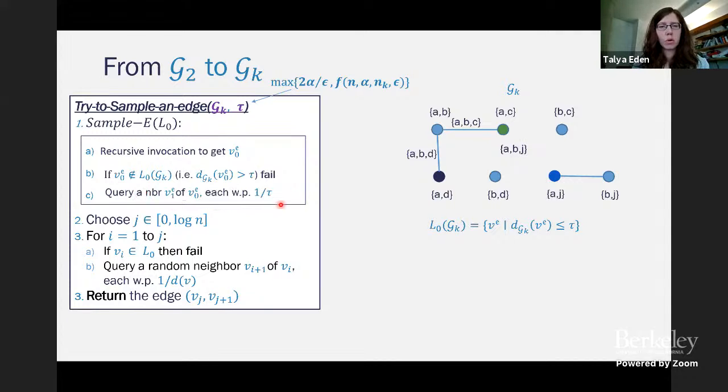So again, we want to do this exact same thing in GK, but we won't be able to do it directly. We'll have to simulate this query. Here again, we wanted to check belongingness to L0 and to query neighbors in this graph GK. So it's actually exactly the same algorithm as before, but we'll need to simulate all of these missing queries. So let's see how we do this.